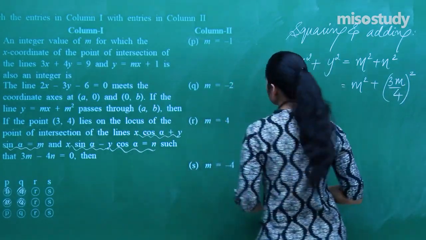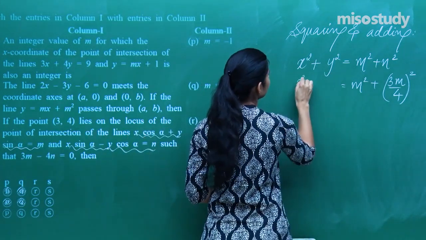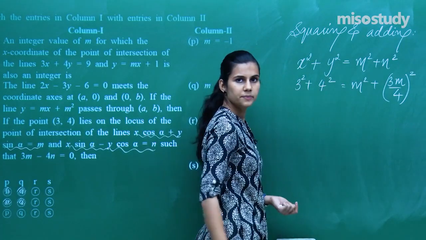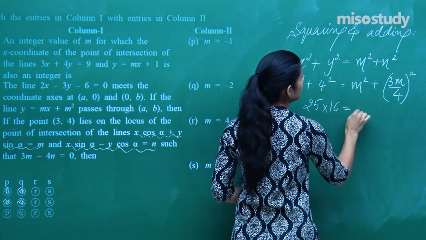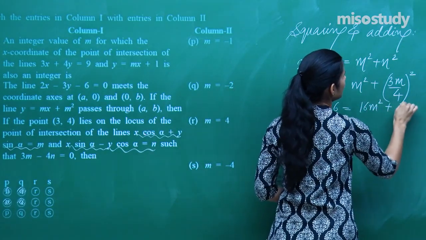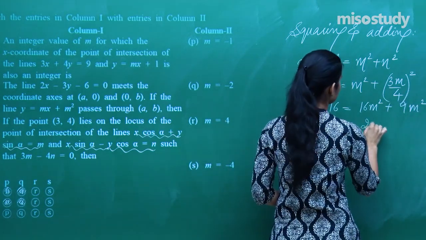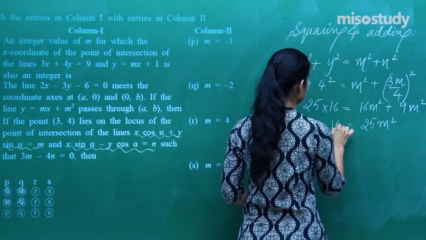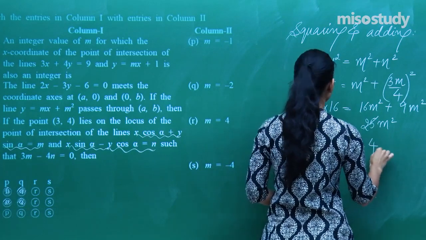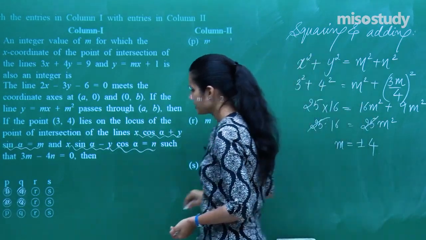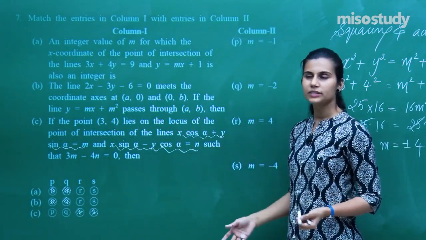And if this is the locus, I know that 3 comma 4 lies on this locus. So in place of x I can put 3, in place of y I can put 4. So I get 25 into 16 equals 16m square plus 9m square, which gives me 25m square. This is 16 and this is 25. I get m equals plus or minus 4, R and S. Clear? That's how we deal with this.